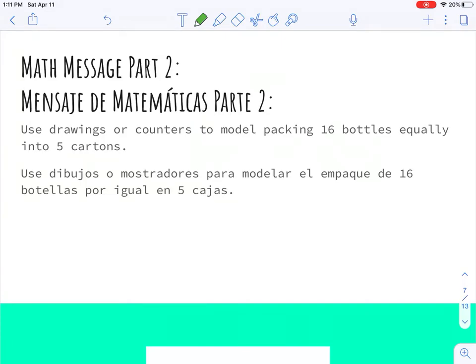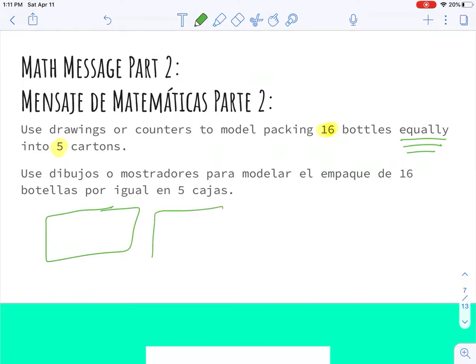All right, so now what we're going to do is use drawings or counters to model packing 16 bottles equally into 5 cartons. 16 bottles, 5 cartons, and you're going to make sure they are equal. Pause the video and take a second.